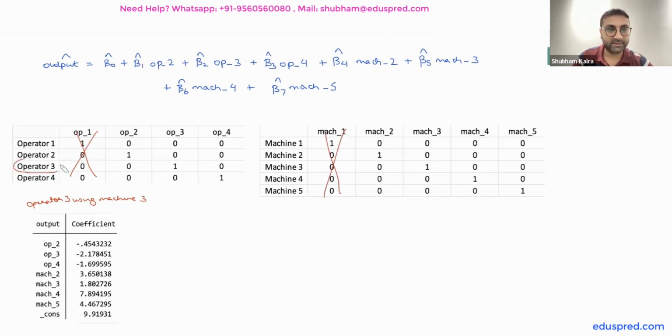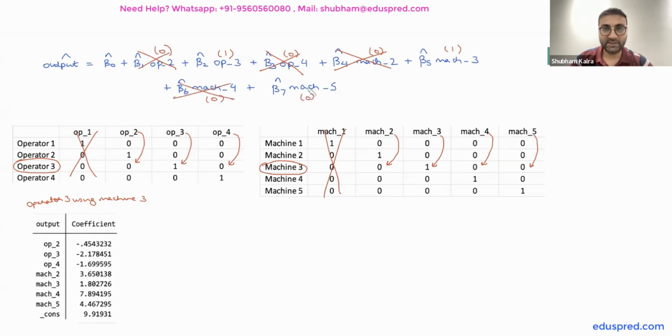If you focus on operator 3, this dummy variable is taking the value 0, this dummy variable is taking value 1, and this dummy variable is taking value 0. So the 0s go away and the 1 is going to remain. And we are working with machine 3. So this dummy variable will take the value 0, this dummy variable will take value 1, and this and this will take a value of 0. So this is 1, so it remains, and the others go away.